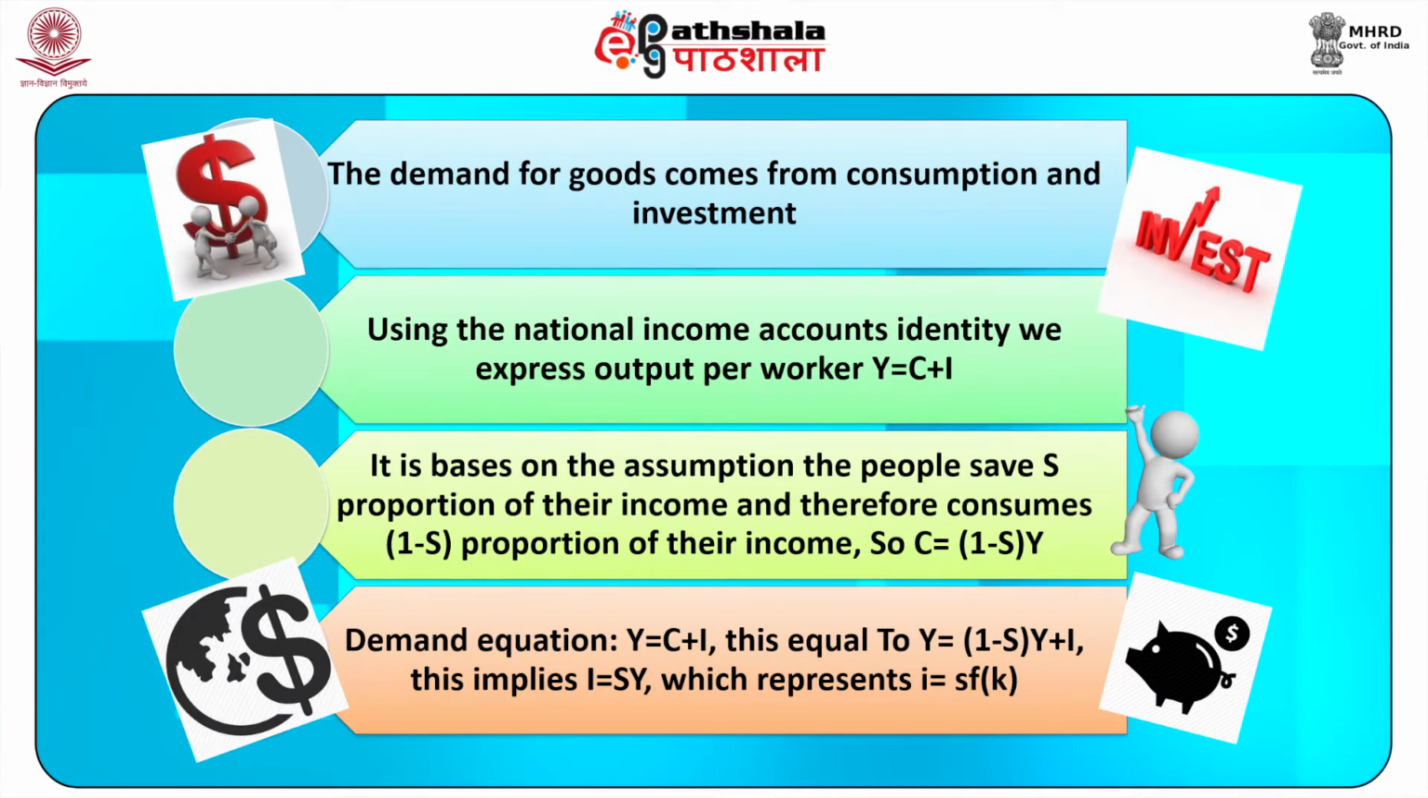Using the National Income Accounts identity, we express output per worker y to be equal to consumption per worker c plus the investment per worker i. So, y = c + i. The Solow model is based on the assumption that people save s proportion of their income and therefore consume 1 minus s proportion of their income. So, c = (1 - s)y.